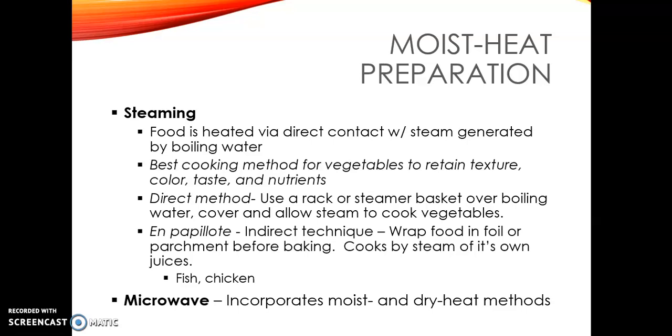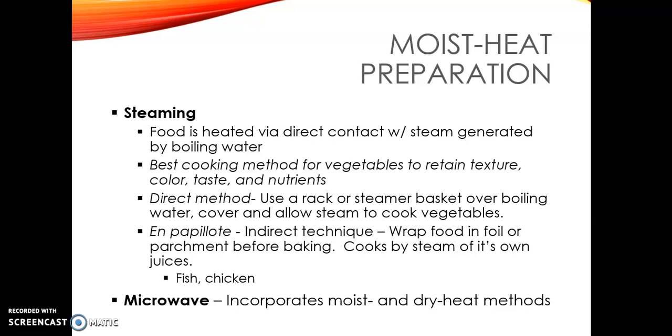So how can we keep steamed vegetables from tasting bland and tasteless? We do that by adding flavor, and we'll talk about that more towards the end of the chapter and in our lab. The direct method of steaming is when you use a rack or steamer basket over boiling water, and you cover it and allow the vegetables to cook. So you have your boiling water, your basket, your vegetables on top, and then a lid. That cooks the vegetables.